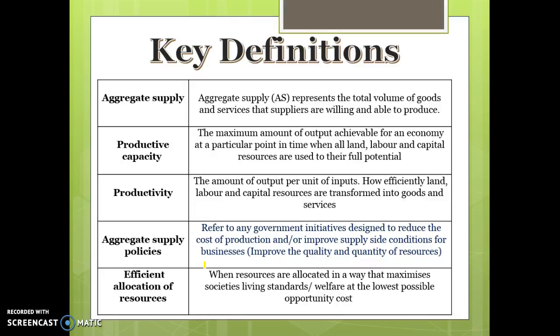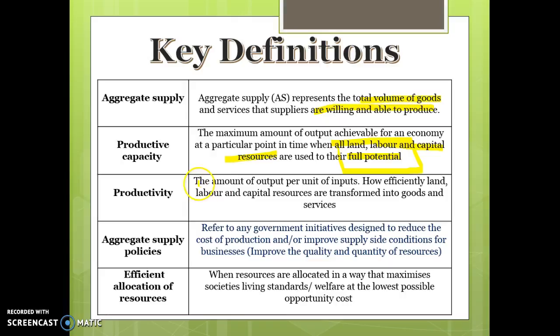First of all, just a couple of key definitions, and these are really important, five really key definitions for Chapter 14. First one, aggregate supply. Aggregate supply represents the total volume of goods and services that suppliers are willing and able to produce. Try and use those terms, willing and able to produce. Productive capacity is the maximum amount of output achievable for an economy at a particular point in time when all our land, labour and capital resources are used to their full potential. So make sure you talk about what the resources are and mention that it's all about maximising our use of resources to their full potential.